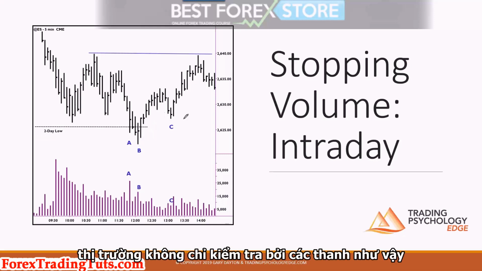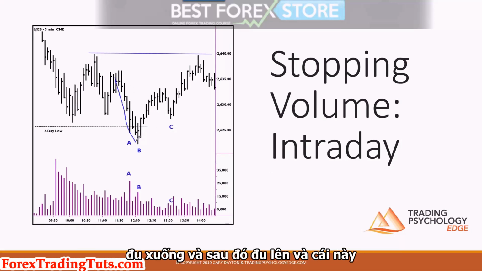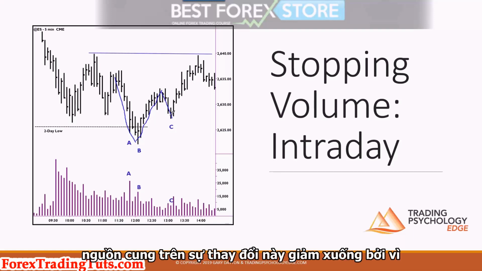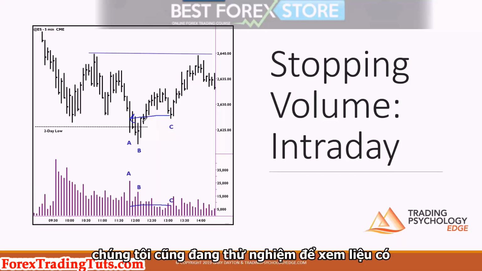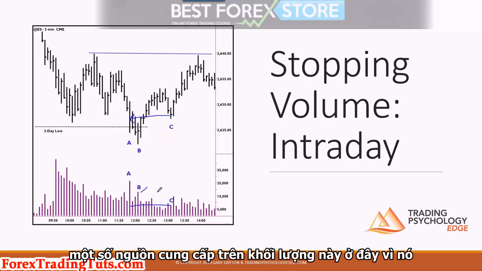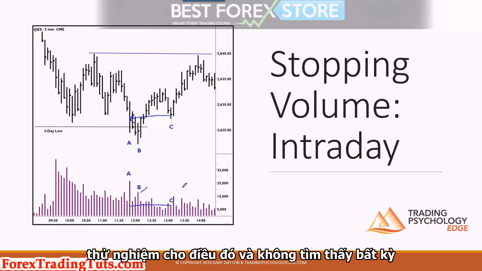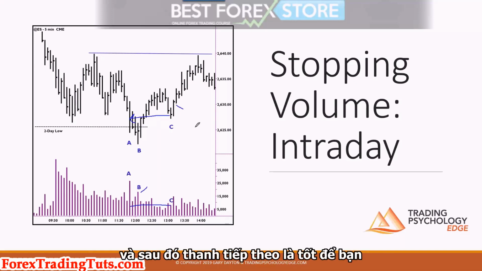And this is an overall test on a swing basis. Markets don't just test by bars. So swing down and then a swing up, and this swing is testing the supply on this swing down because of the high volume here on A. And if you notice, we're coming right back into the middle of A and looking to see, is there volume there? No, there isn't. And we're also testing out to see if there's any supply coming in. Maybe there was some supply on this volume here as it's going up. Testing for that and didn't find any, and then the next bar is good.